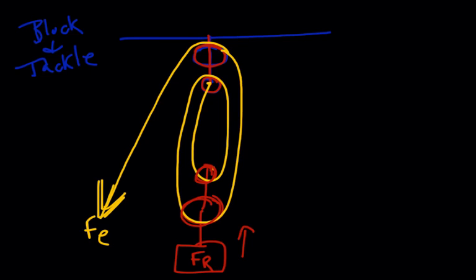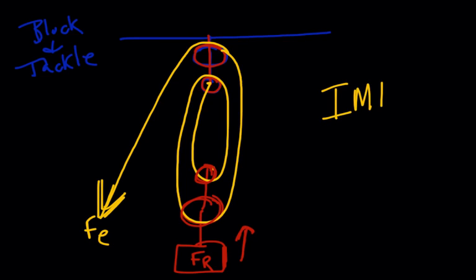So I could find the work input, the amount of force that I'm going to pull on it, times however much rope I'm pulling through. Work output would be this resistance force here, times however far up it goes. And I could figure out an ideal mechanical advantage for this.